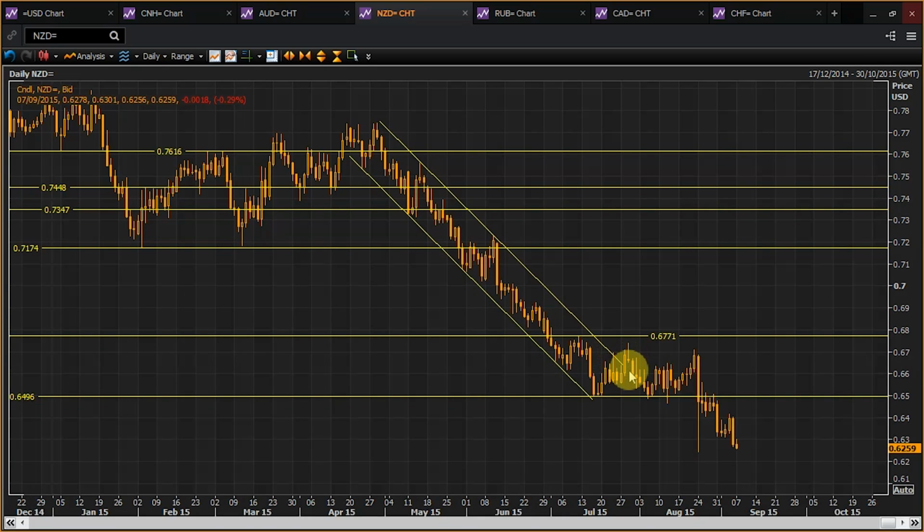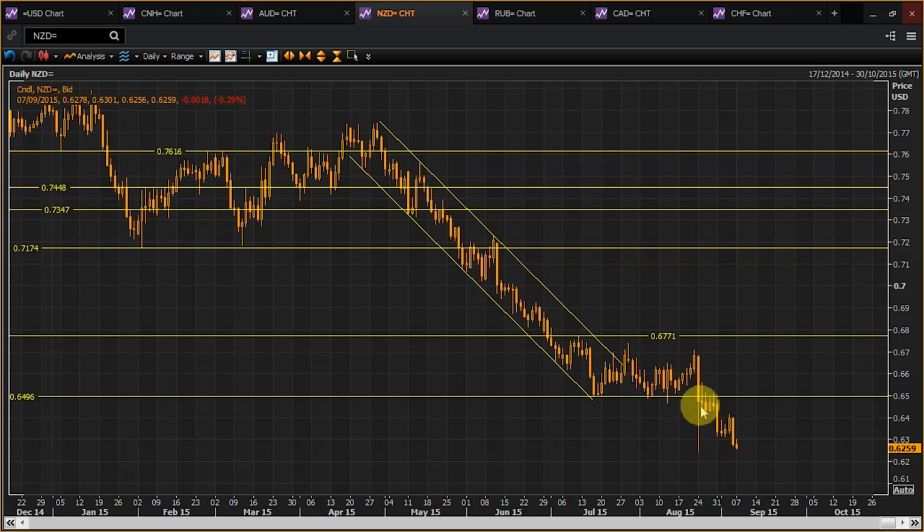We had broken the trend channel at the beginning or late July into the beginning of August. We couldn't hold the bid above this area, and we just kind of created a bit of a box region here, as you can see, from the support at spot 64.96 up to spot 67.71. So around this area, we've seen a bit of a box region.